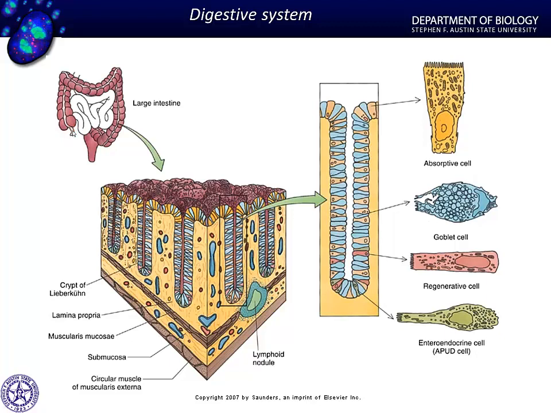So once again, as we look in the colon, we can clearly see our crypts of Lieberkühn, but what we're missing are the intestinal villi. Those are absent once we get to the colon. And when you look at the cells of the crypts of Lieberkühn, we do have the absorptive cells absorbing mostly water at this point. Tons and tons of goblet cells. Those will be very numerous. Regenerative cells, enteroendocrine cells, those are going to be present here. We will not see Paneth cells in our colon.